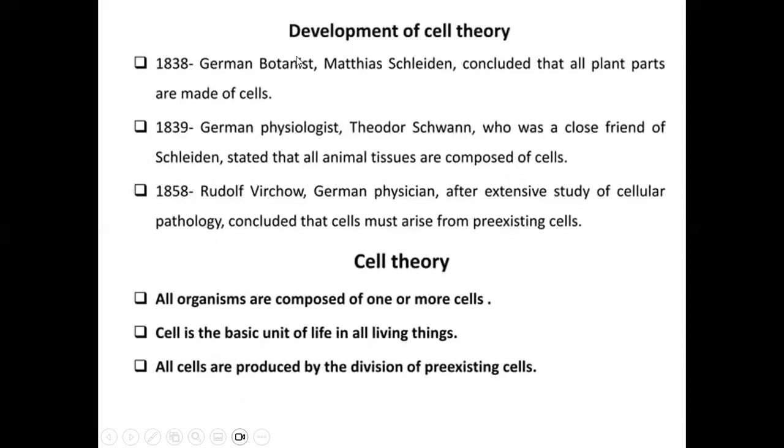With this, there was development of the cell theory, which was based on findings of several scientists. In 1838, a German botanist, Schleiden, concluded that all plant parts are made up of cells. Similarly, a German physiologist, Schwann, in 1839, also observed that animal tissues are also composed of cells. A German physician, Virchow, in 1858, extensively studied cellular pathology, and he concluded that cells must arise from pre-existing cells.